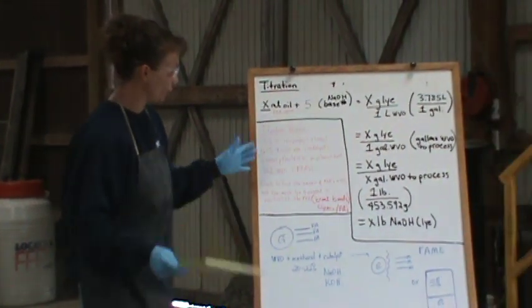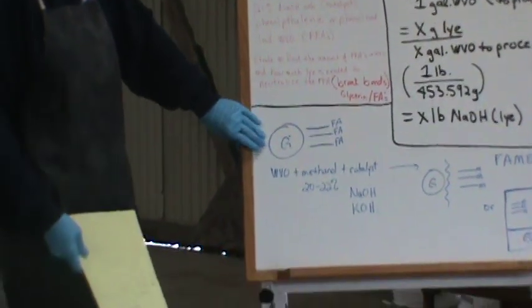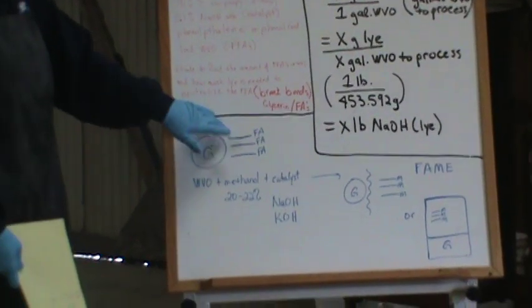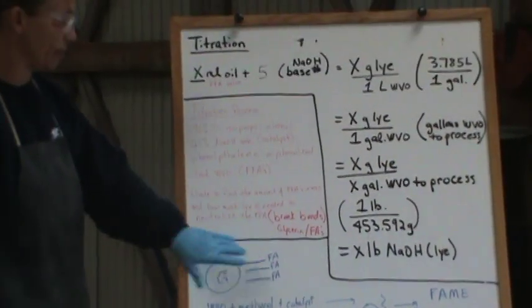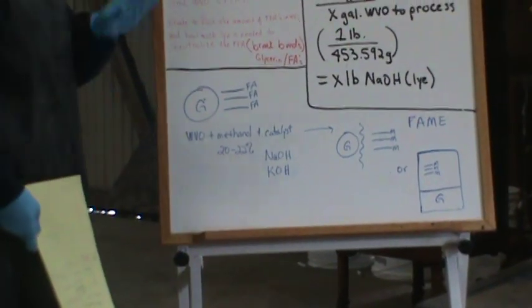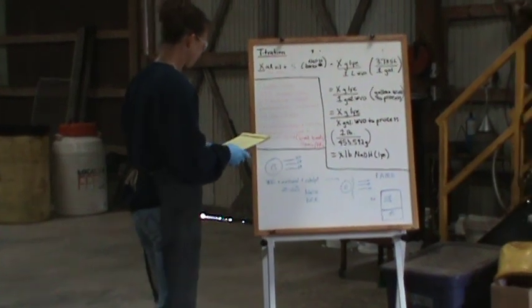You have your waste vegetable oil. You're trying to convert this waste vegetable oil into a fuel you can run in your tractor or your truck. So you're trying to chemically break the bond between the glycerin and the fatty acids and turn it into a fuel that you can use. That's our goal. That's what we're trying to do with our byproducts here.